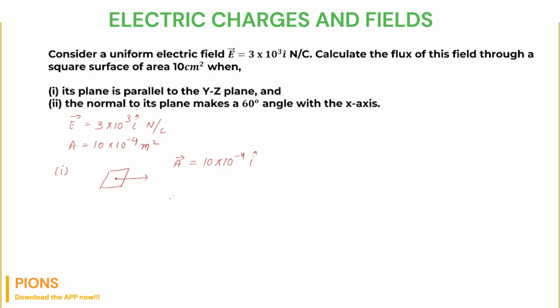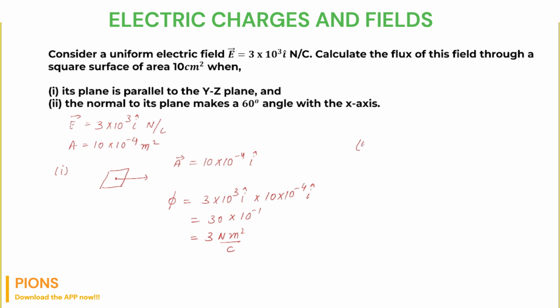So we can find flux phi, that will be equals to E dot A. So that will be 3 into 10 to the power 3 I cap into 10 into 10 to the power minus 4 I cap, dot product straight away. That will give us how much? 30 into 10 to the power minus 4 and 3, that's minus 1, and that will be 3 Newton meter square per Coulomb, right? Now that's our first part.